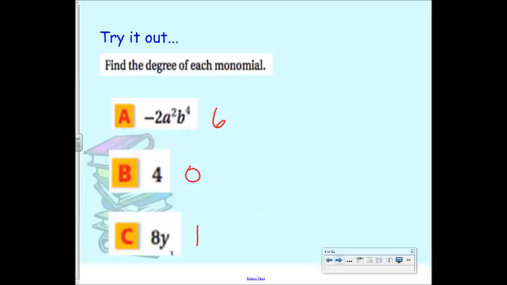5x negative squared over 3x. X4. Okay. What do you think you have to do before you can figure out the degree? You've got to rewrite the equation, or the expression. So what would it look like?